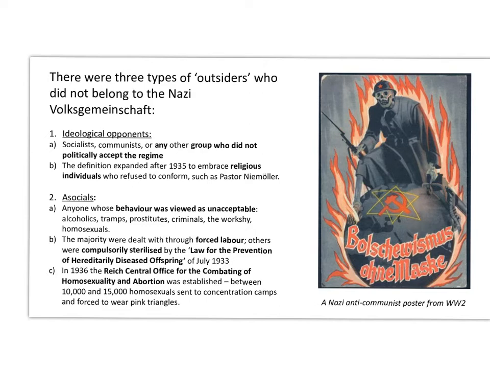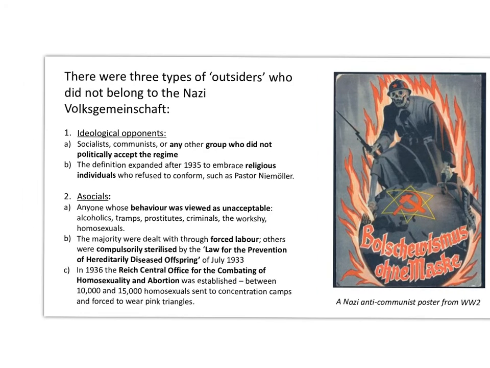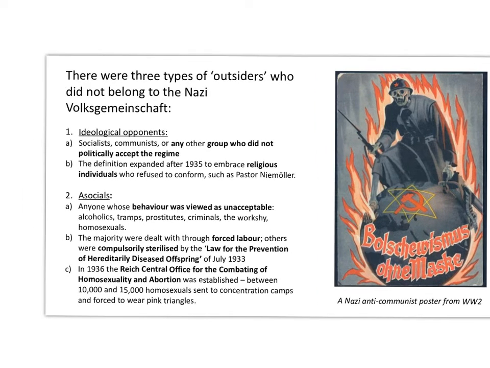You've then got religious individuals. In the previous lesson we looked at the churches, and an example of that would be Pastor Niemöller, one of the Protestant opponents of the Nazi regime. So that's that first category.